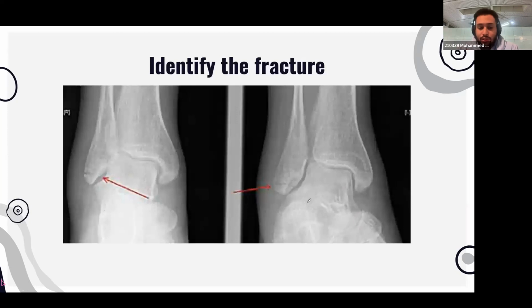Now for the fractures, and these are very important that you guys identify these fractures. What type of fractures is this?